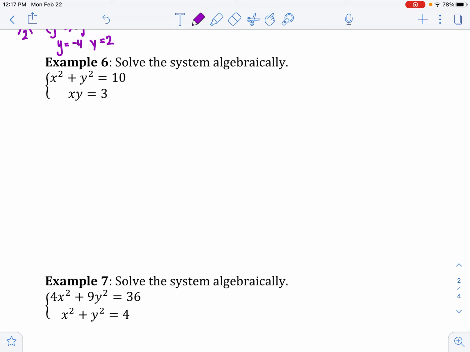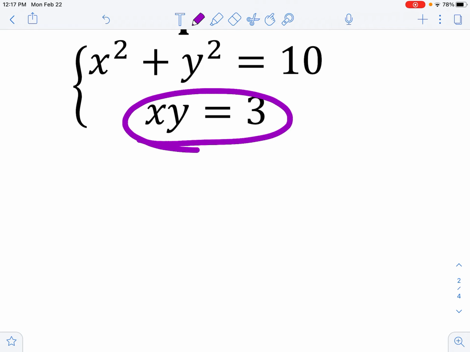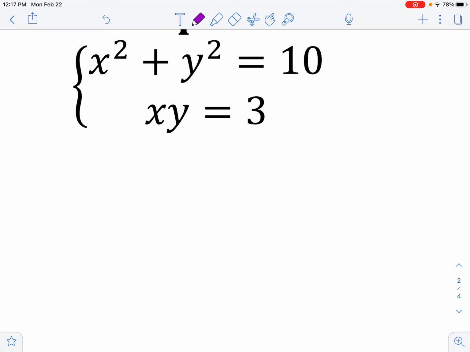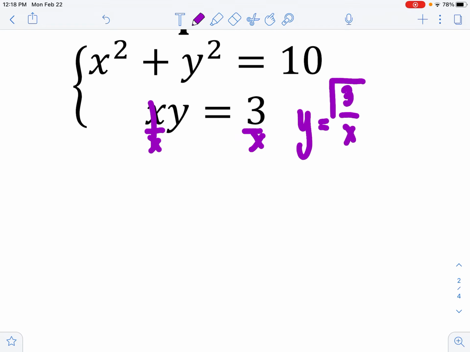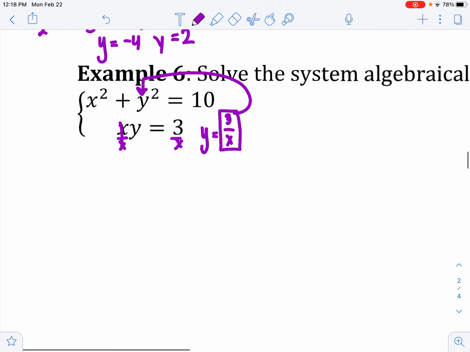All right, next one, solve the system algebraically. I have to decide if I'm using substitution or elimination. If you look at the first one, it is quadratic. If you look at the second one, it's not a quadratic. So I'm going to use substitution. Now I want to substitute in either x or y, and this equation is not solved for x or y, so I need to solve it for one of them. It does not matter which one. I'm going to solve it for y. So I'm going to divide both by x, and I get y equals 3 over x. And now I can substitute this in for y.